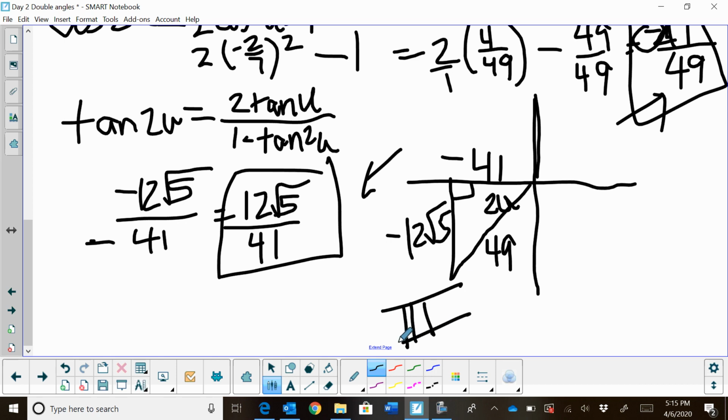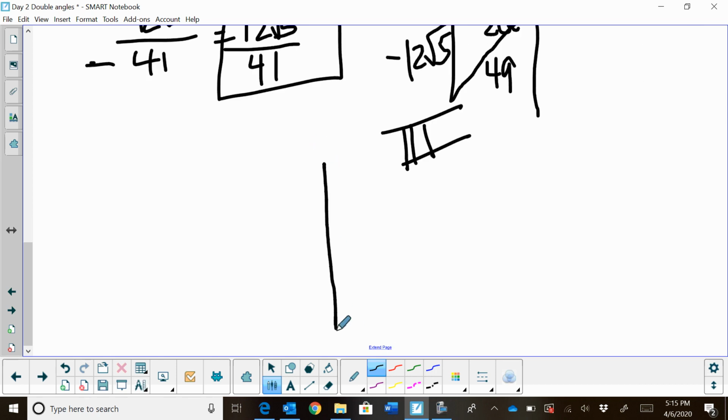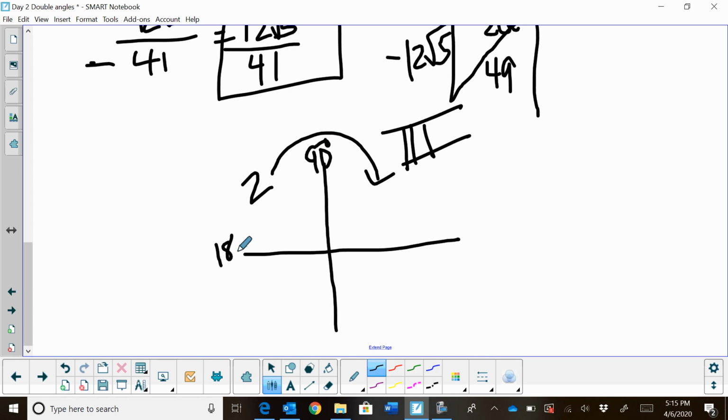So let's talk about that for a second. Quadrants, okay? Anytime you have a double angle in quadrant 2, if you halve it, it's going to end up in quadrant 1, because 90 to 180 are all the angles in quadrant 2. If you take half of that, half of 180 is 90, and half of 90 is 45. So they're going to happen in the second half of quadrant 1.